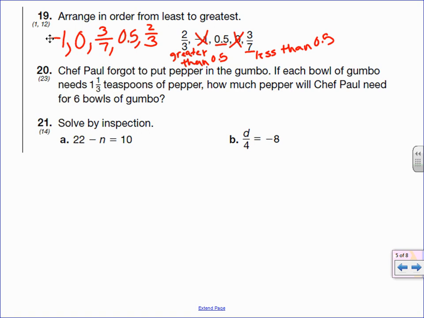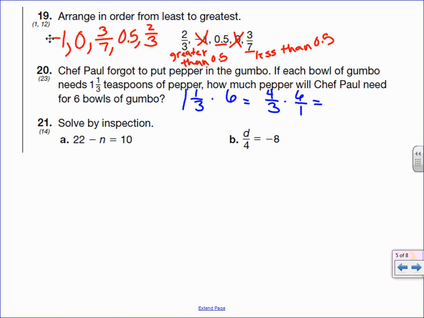Chef Paul forgot to put pepper in the gumbo. If each bowl of gumbo needs 1 1/3 teaspoons of pepper, how much pepper will Chef Paul need for 6 bowls of gumbo? So I would take 1 1/3 times 6. So 1 1/3 is the same thing as 4/3, times 6, which is the same thing as 6/1.